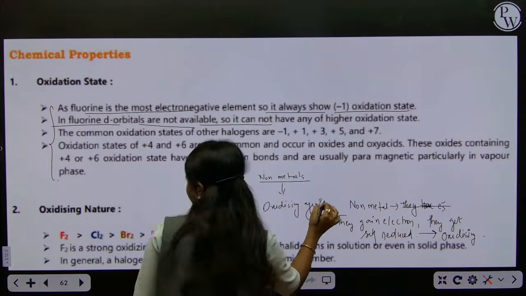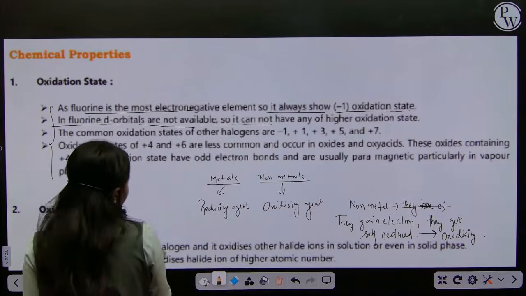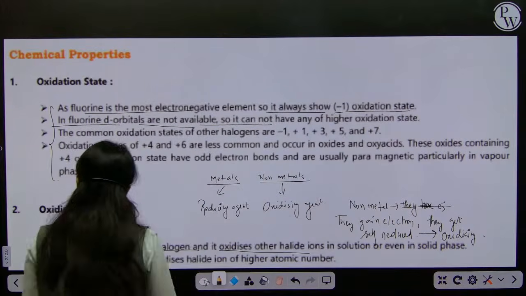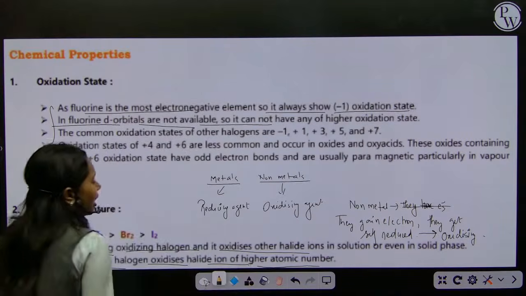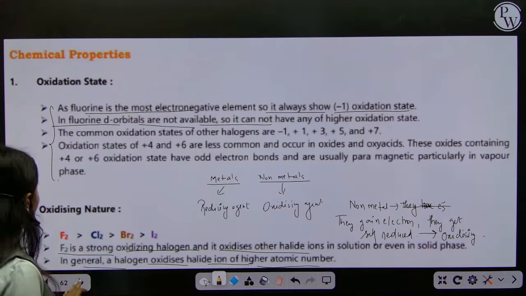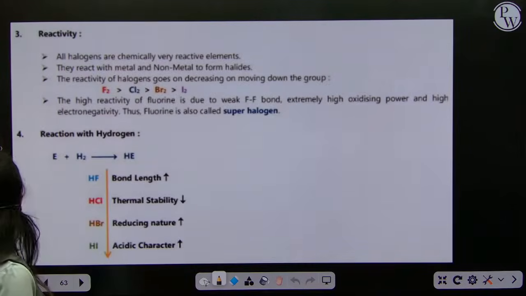F2 is the strongest oxidizing agent among all the halogens. In general, a halogen oxidizes the halide ion of higher atomic number.